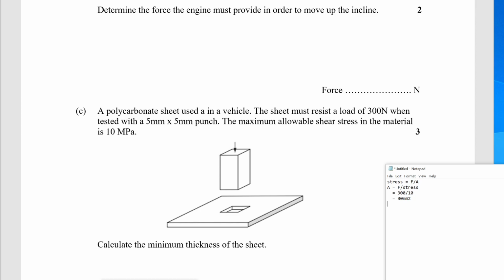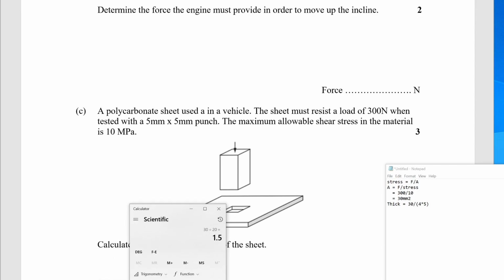Okay, and so then we know that the punch has a perimeter of 5 plus 5 plus 5 plus 5, which is 20, right? 4 times 5 is 20. So thickness equals, because we're calculating the ribbon area, this area here. We know the area of this internal ribbon is 30, so 30 divided by 20 is going to give us the thickness. 30 divided by 20 is 1.5. 1.5. Okay.